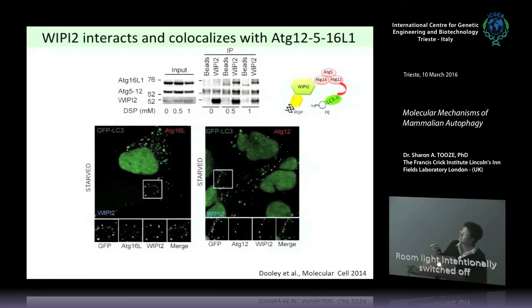We could also do immunoprecipitation, which was challenging with the endogenous proteins, and we had to cross-link the lysate in order to see a stable association of the 5-12-16 with WIPI2.